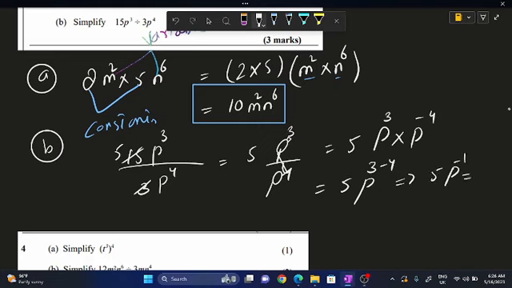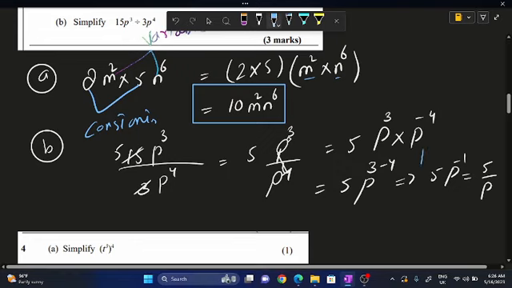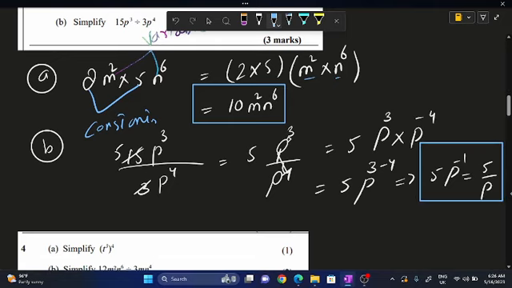p raised to the power minus 1, I can make it positive by shifting it over to the denominator. So its answer would be 5 by p. Both answers can be considered, 5 p raised to the power minus 1 or 5 by p, because 5 p raised to the power minus 1 is the same as 5 by p. Only simplification is required, nothing else.